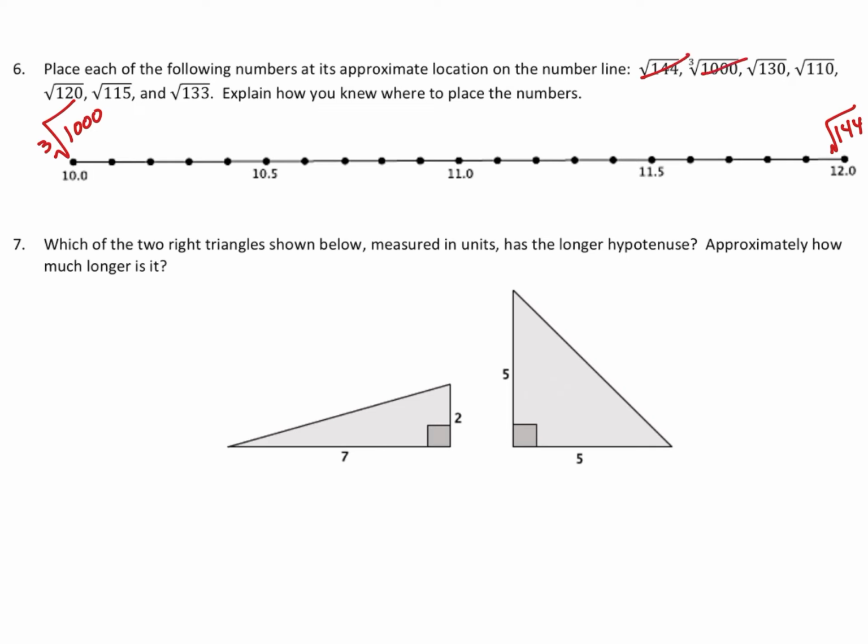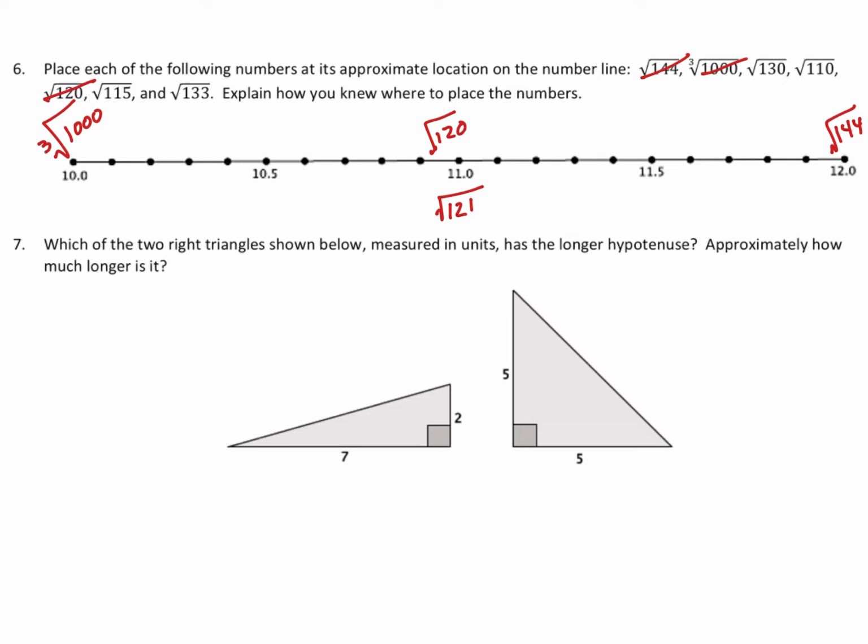Now I'm going to place the whole numbers that I know down here for the number line. 11 squared is 121. So I know 120 is going to be very close, but just slightly under. 115 is going to be a little bit farther away.